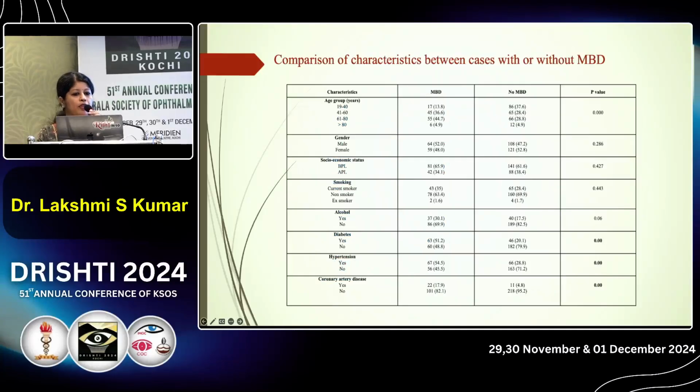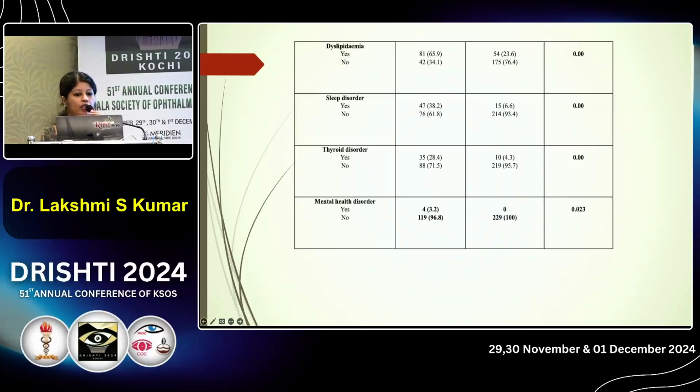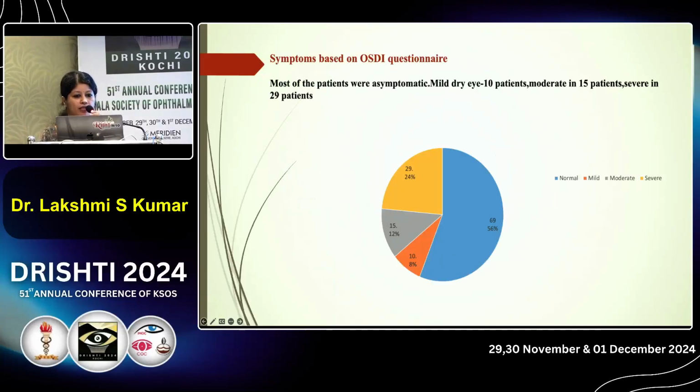And the comparison of characteristics between cases with and without meibomian gland dysfunction: smoking and alcohol are found to be higher in meibomian gland dysfunction, but there is no significant association with meibomian gland dysfunction. But a significant association was noted with diabetes, hypertension, coronary artery disease, dyslipidemia, sleep disorder, thyroid disorder, and mental health disorder.